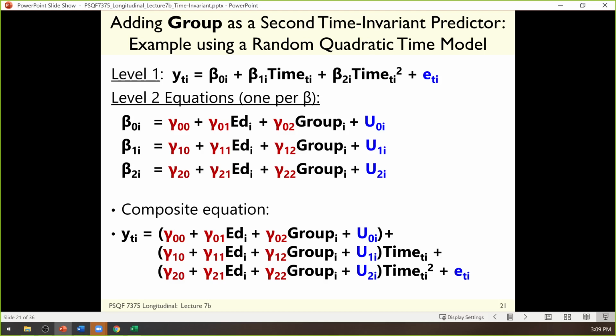But that's good news for the rest of this class, because we're not going to have to add any random slopes for our level 2 predictors. So that does simplify things, as much as you could call this simple.